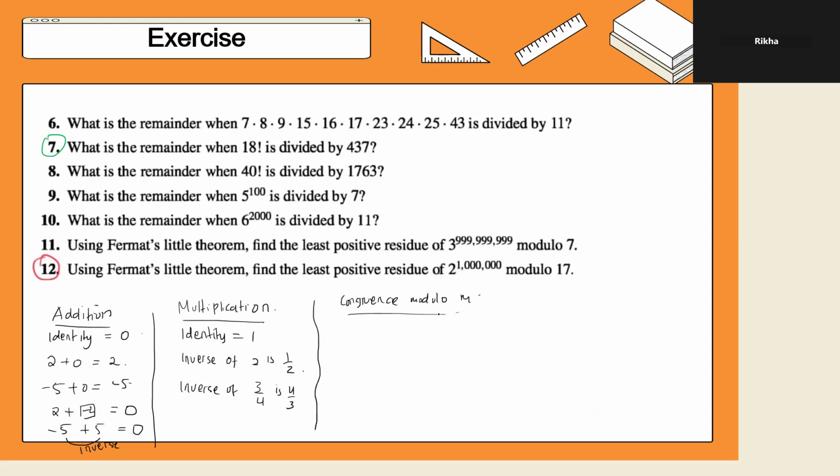But let's imagine it this way. Let's say 3 times what number is congruent to 1 modulo 5? 2. So in this case, 2 is called the inverse of 3 modulo 5. Or vice versa, 3 is the inverse of 2 modulo 5.